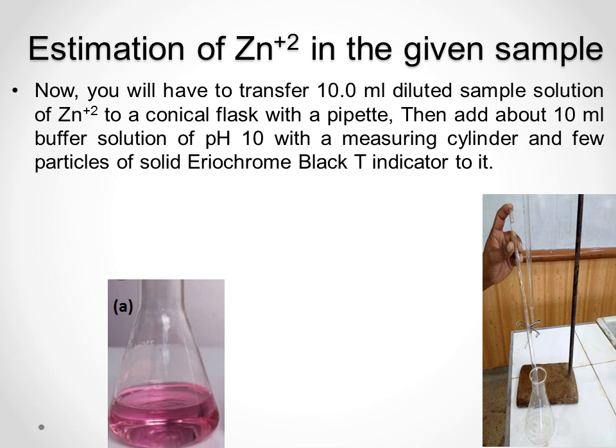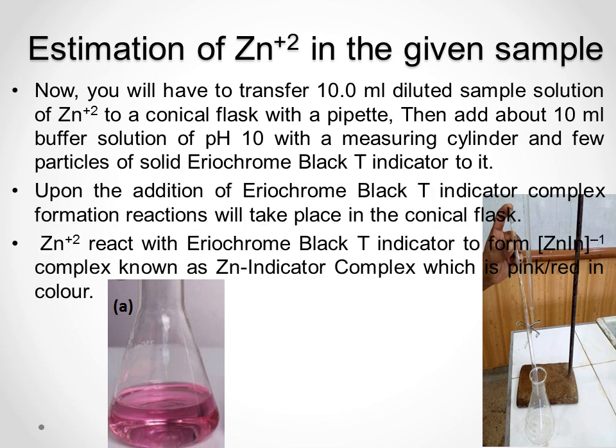Then add about 10 ml buffer solution of pH 10 with a measuring cylinder and a few particles of solid Eriochrome Black T indicator to it. A pinch of indicator is added to the conical flask. Upon the addition, what will happen? The metal indicator complex formation reaction will take place in the conical flask.